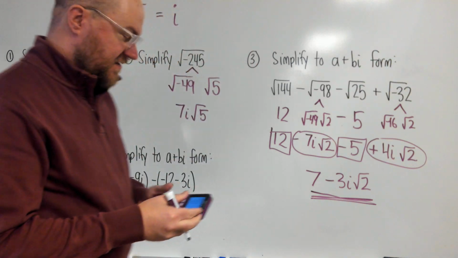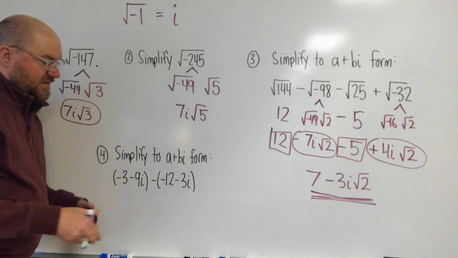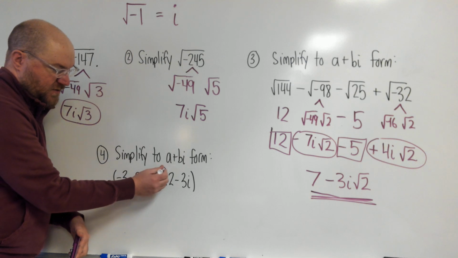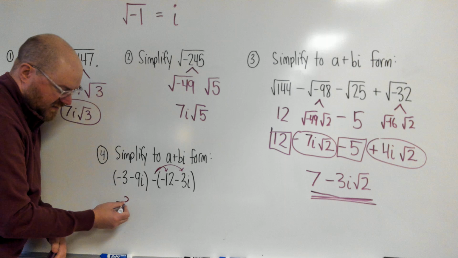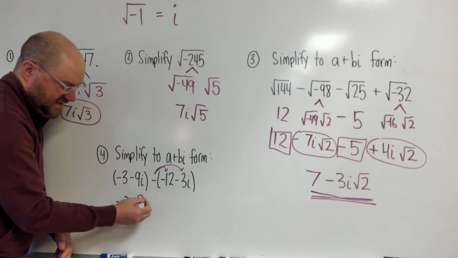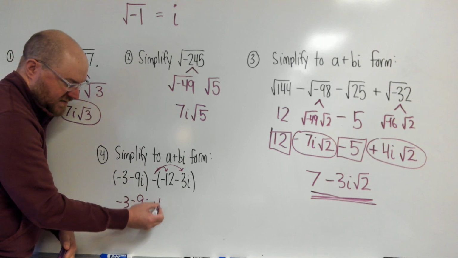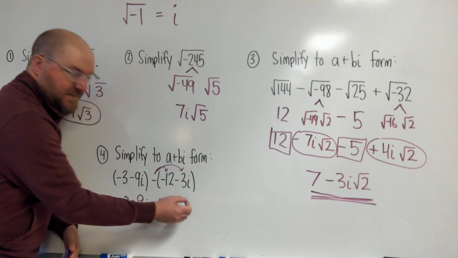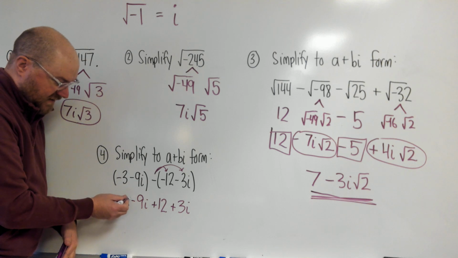All right, we have one more example to do. That's number 4. It says simplify to a plus bi form. So to simplify this, I see a minus in front of parentheses, so I'm going to distribute that minus, and then we'll start combining like terms. So we have negative 3 minus 9i. When I distribute this minus, it's going to be plus 12, and this minus is going to be plus 3i. And then our last part is to simplify it using combining like terms.